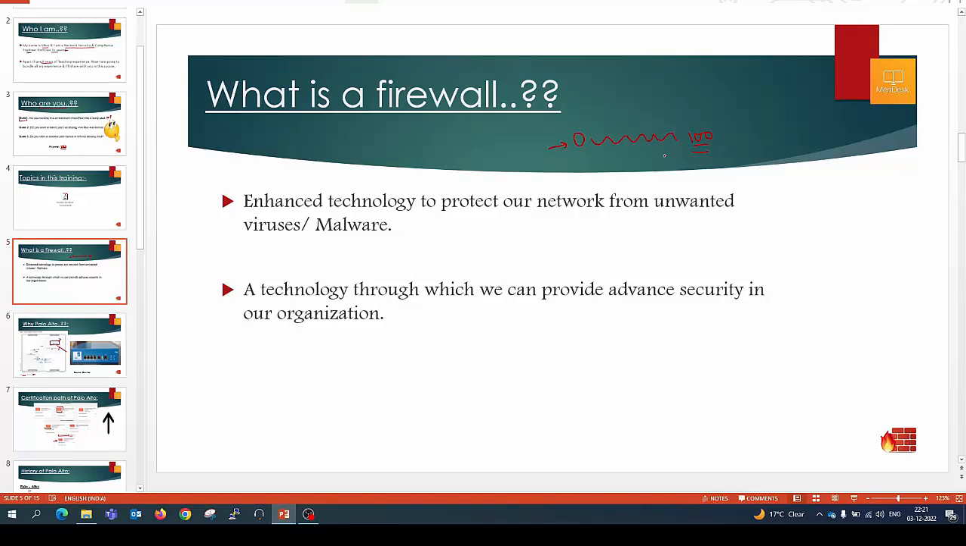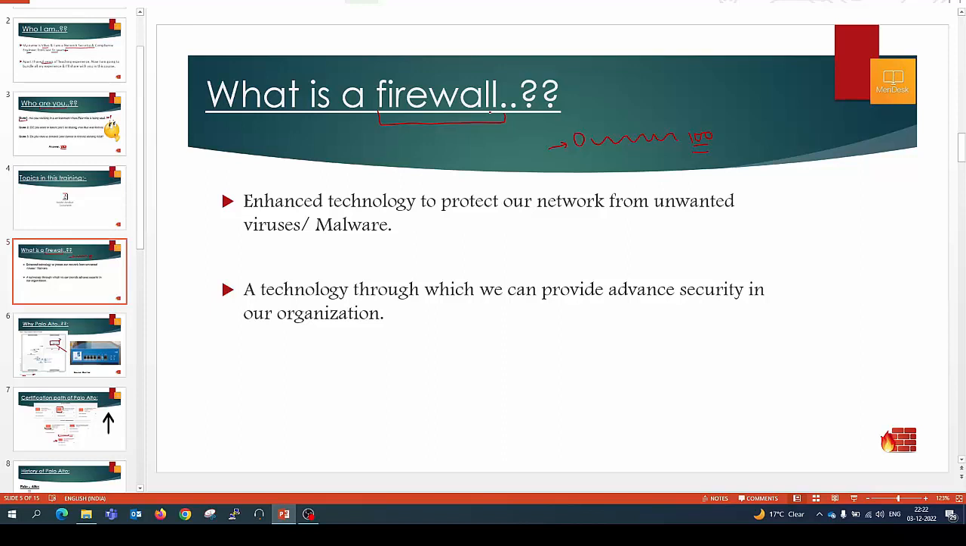So let's start from the very basic, a question of $1 million. What is a firewall? Just pause the recording, pause the lecture, and just ask this question to yourself. Do you really understand what is a firewall? Do you really know what is a firewall? If yes, then tell me. Define your definition of firewall over here within your mind, or you can sit in front of a mirror and you can define what is a firewall.